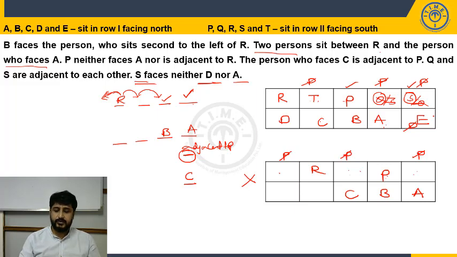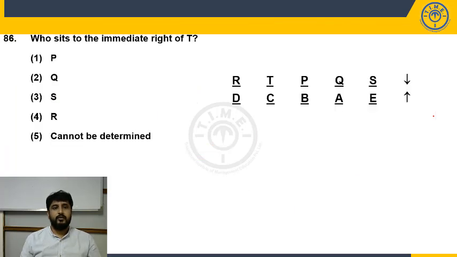Now let's answer the questions. Who sits to the immediate right of T? Immediate right of T will be R. Choice 4.